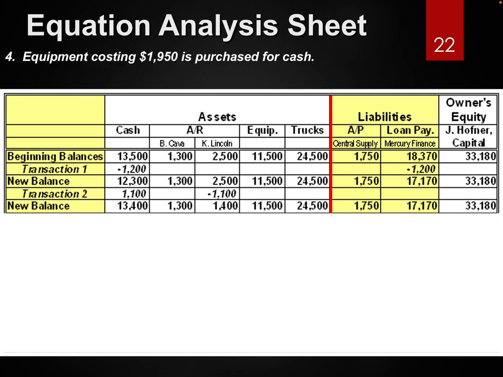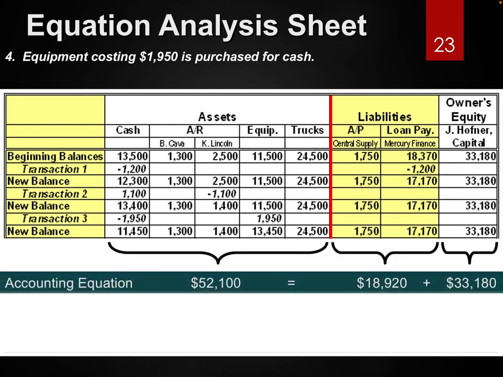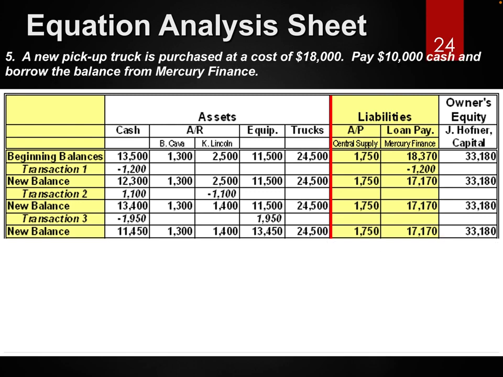Okay, equipment costing $1,950 is purchased for cash. Well, we know we're paying cash. Cash is going down, and we're buying equipment, so equipment's going up. So once again, $1,950 minus $1,950 is zero. It still balances out. Okay. A new pickup truck is purchased at a cost of $18,000.